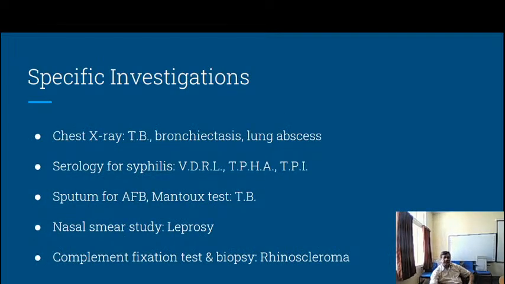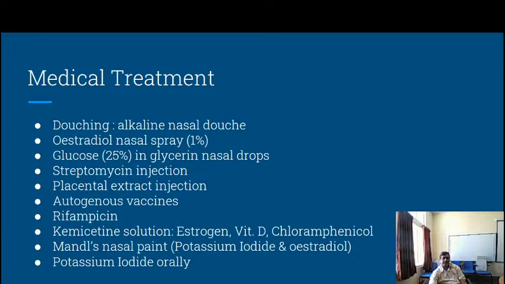Then the investigations are to find out chronic inflammatory and infective conditions: serology for syphilis, sputum for AFB, nasal smear for Bacillus leprae, and rhinoscleroma is another condition which also produces dryness of the nasal cavity.